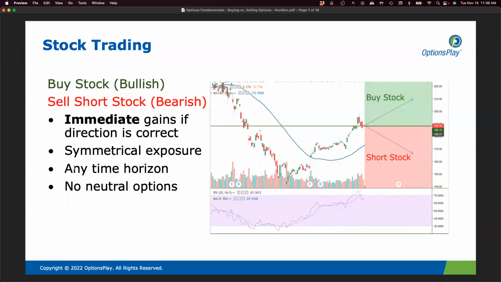And the benefit of trading stocks is that you can hold on to the trade for any time horizon. You can buy the stock and sell it a few minutes later, or you can buy the stock and hold on to it for years. There's no limit as to how long you can hold on to a stock for.